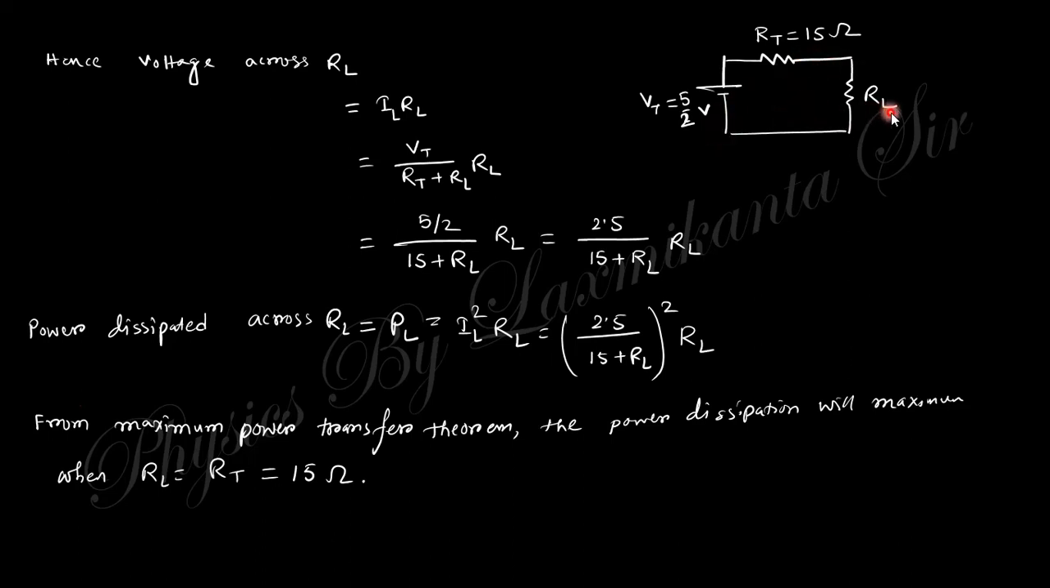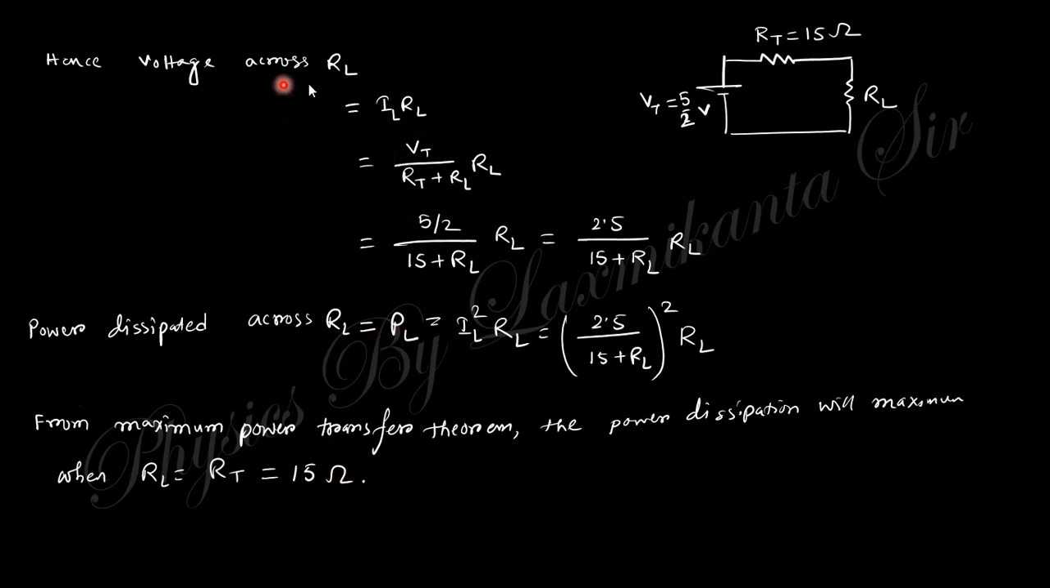You know from the maximum power transfer theorem, the maximum power will be delivered to the load when the internal resistance is equal to the external resistance, that is the load resistance. When the load resistance is equal to the internal resistance, then the maximum power will be transferred. So RL equals RT, then the power will be maximum. So this is the condition, the power will be maximum when these two are equal.